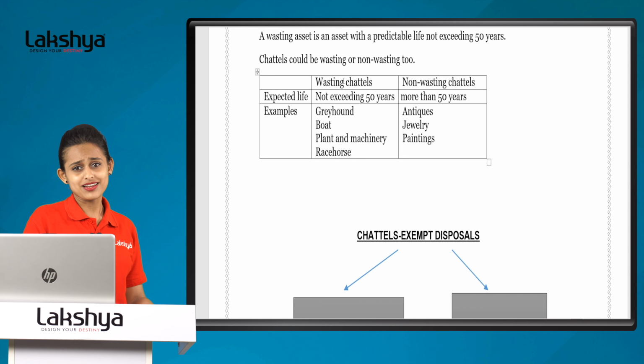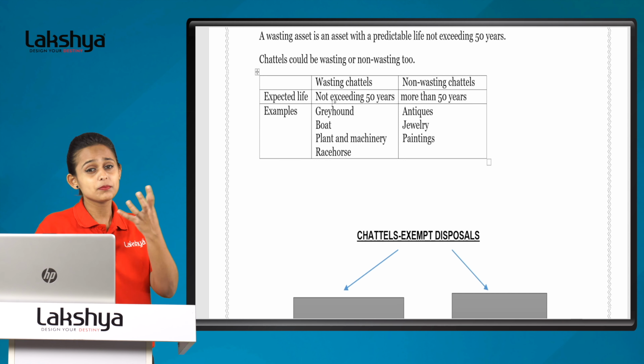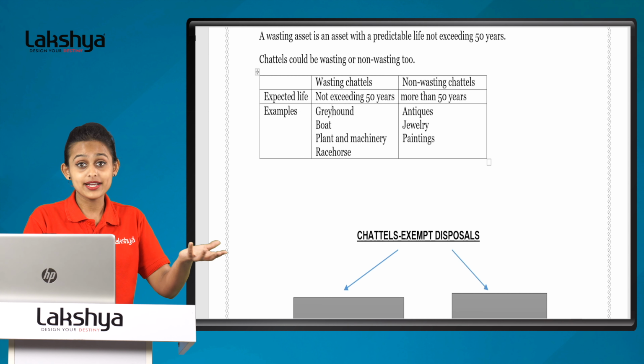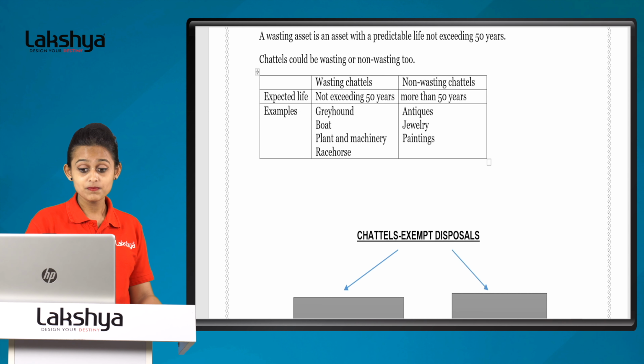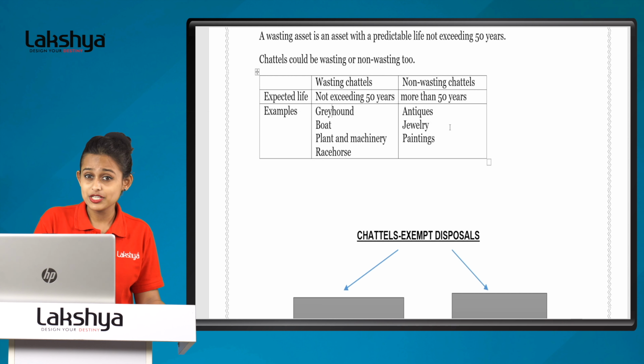Examples of wasting chattels, that is tangible movable property with a life of less than 50 years. Some examples are greyhound. Do you know what a greyhound is? Greyhound is a breed of dog. In England, it is a very famous event, greyhound racing, like horse racing, right? So a greyhound is a wasting chattel. Boat, plant and machinery, race horse. All of these are wasting chattels. What are some examples of non-wasting chattels? Some examples of non-wasting chattels are antiques, jewelry and paintings. Okay? Antiques, jewelry and paintings.